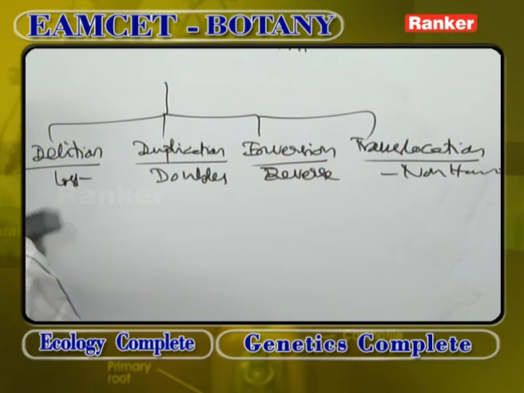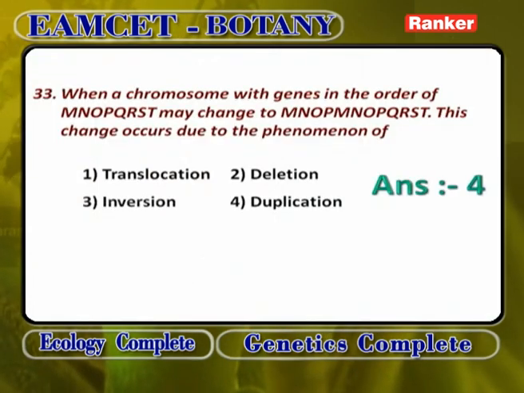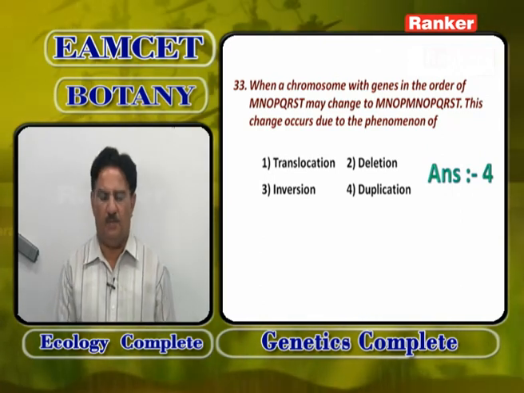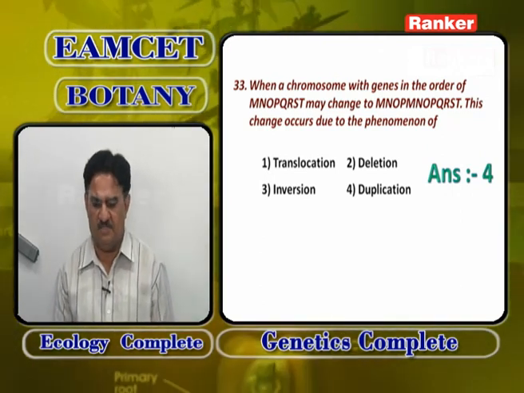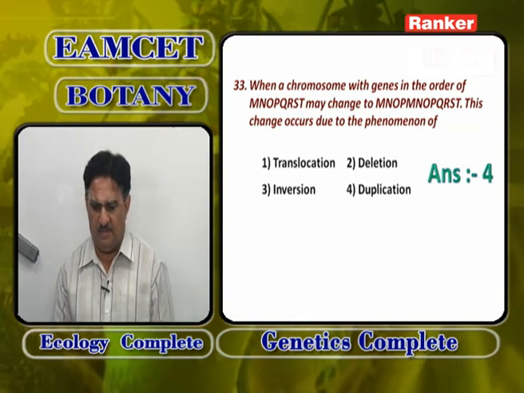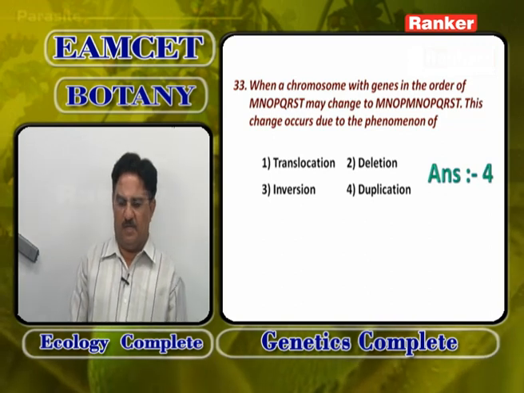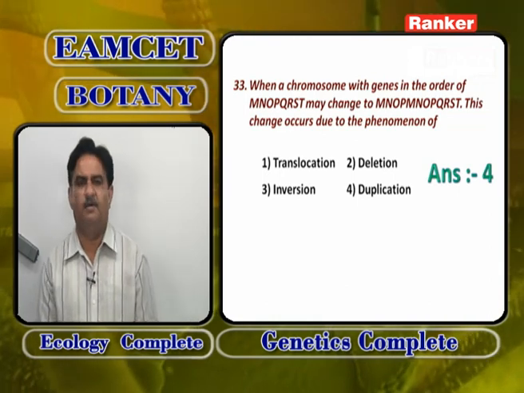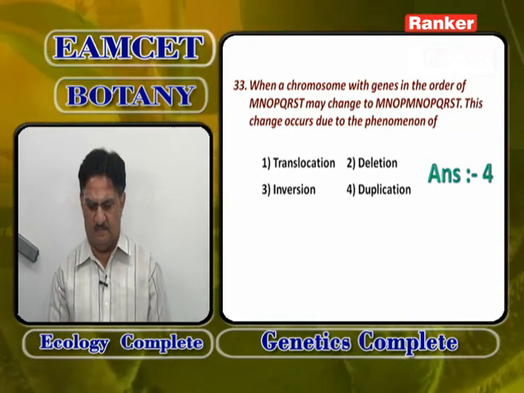Here in this case, some genes are duplicated. MNOP appears again, followed by MNOPQRST. So MNOP is repeated. Definitely it is not translocation, not deletion, not inversion. When genes are repeated, it is called duplication. So the answer is the fourth option.